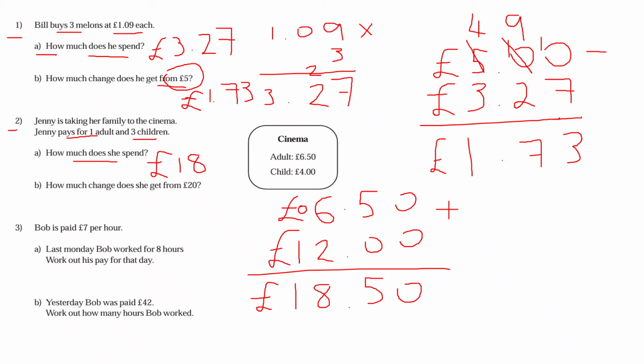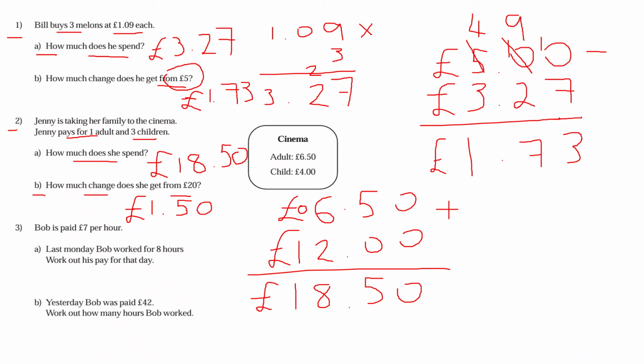Of course, right now in this current economic climate, things are a lot pricier than that. But that's not bad for one adult and 3 kids. Part B, how much change does she get from £20? Well, £20 minus £18.50 gives you £1.50, because 20 minus 18 is 2, and then minus that 0.5, you get 1.5, or £1.50, or 150 pence.